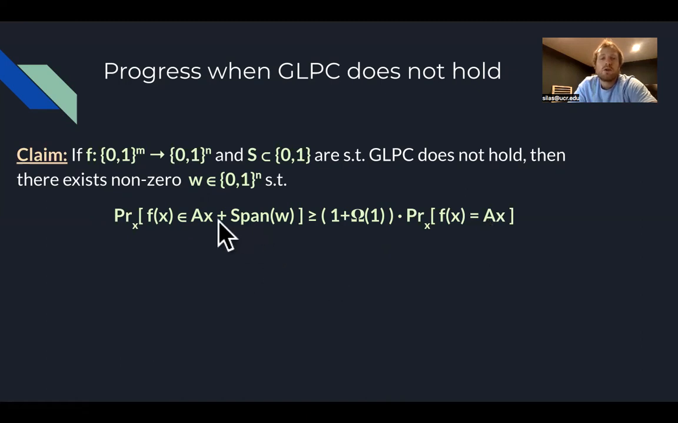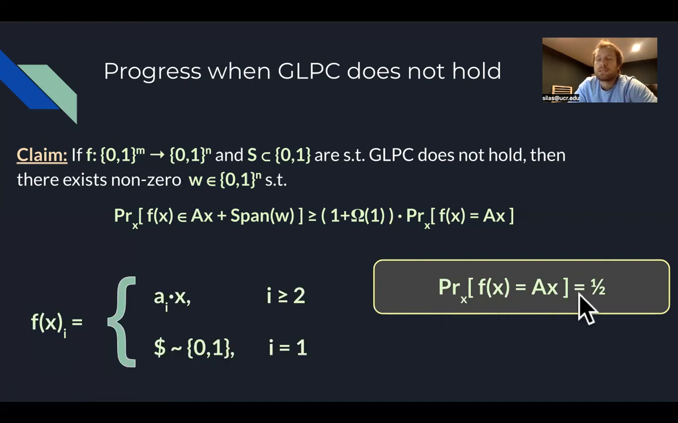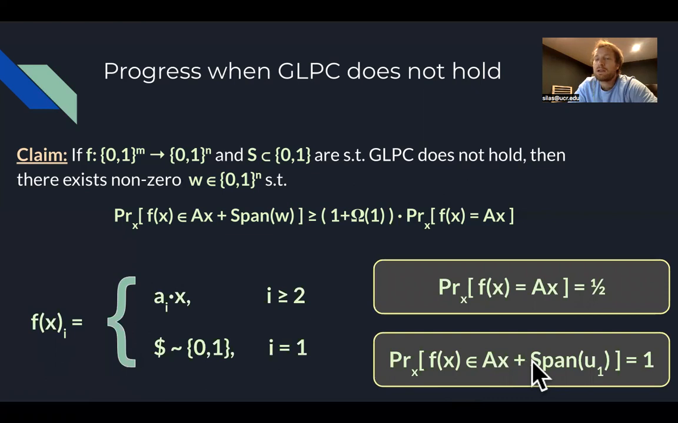Basically what we're saying is we can loosen what we mean by f of x equals A of x. We don't care about f of x equals A of x. We're going to allow f of x to be in A of x plus the span of a one-dimensional vector w. And then we're going to get that nice constant multiplicative increase. Notice for the counterexample function, the probability that f of x equals A of x was 1/2, but the probability that f of x is in A of x plus the span of the first unit vector is equal to 1, because it's equal to A of x plus some random first coordinate. So for this function, w equals u1, the first unit vector, is going to satisfy this.